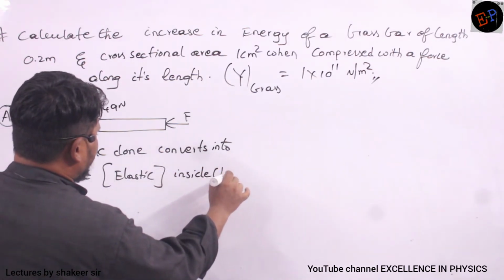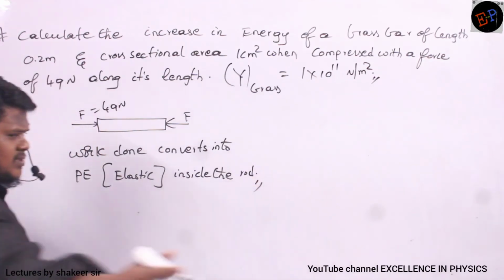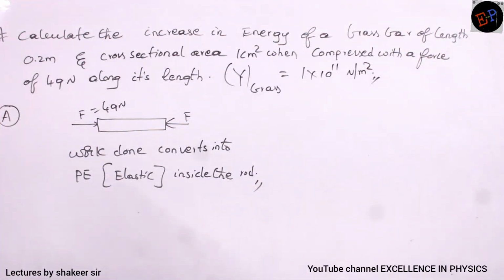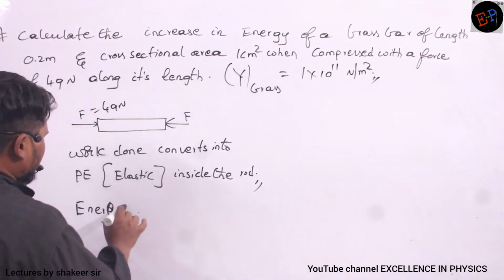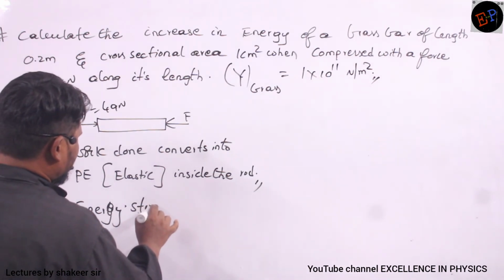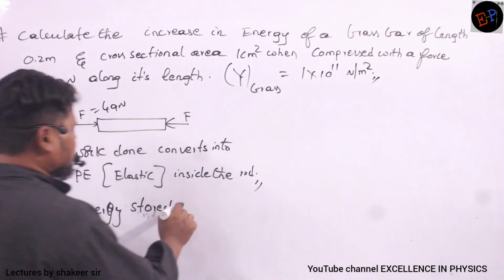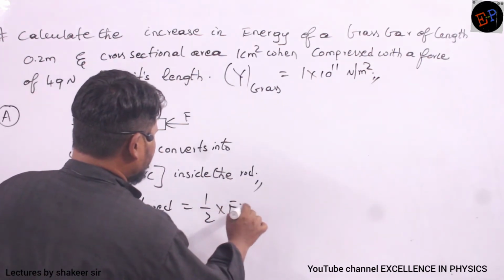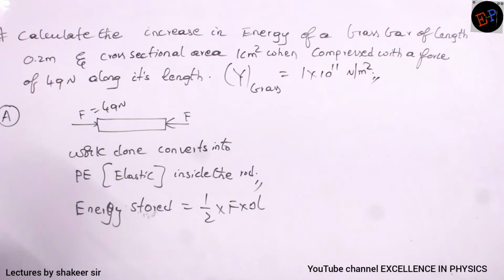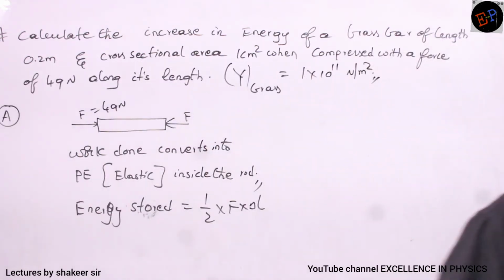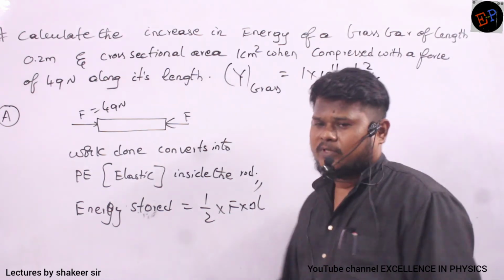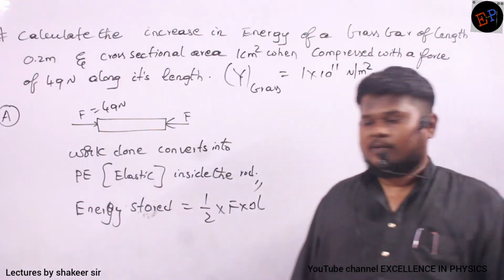Okay? And what is the formula for energy stored? See the formula. Another formula is stress squared by, and another is strain squared by. Energy stored is equal to half into F into delta L. This formula is also there. Clear now? Half into F into small l. Yesterday only we studied it. Small l is nothing but the elongation produced or compression produced in the rod. Are you able to understand?